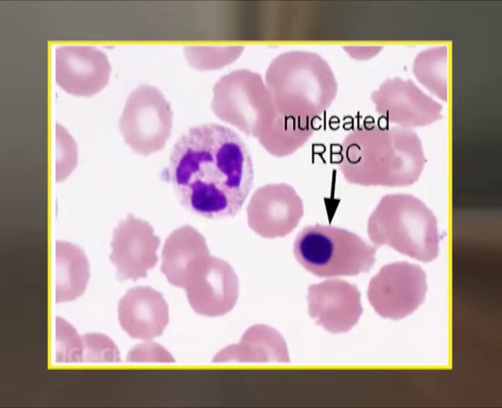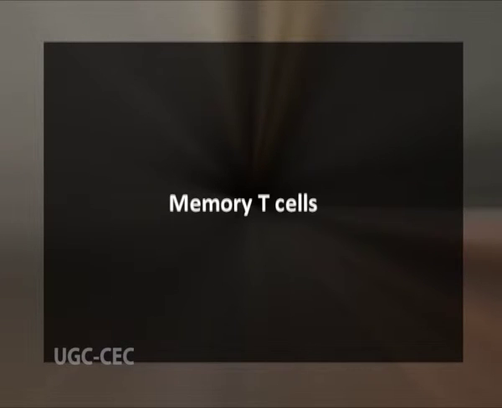These cells recognize their targets by binding to the antigen associated with MHC class I molecules, which are present on all the surfaces of nucleated cells. Number 4. Memory T cells.